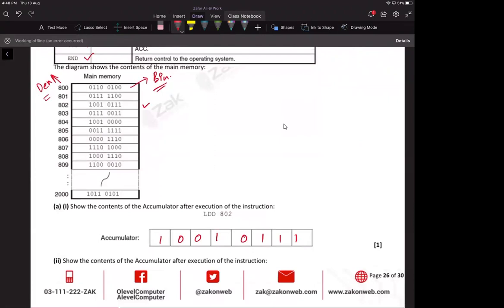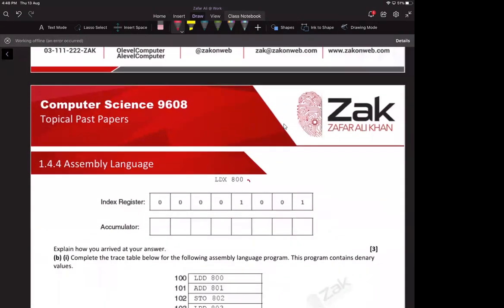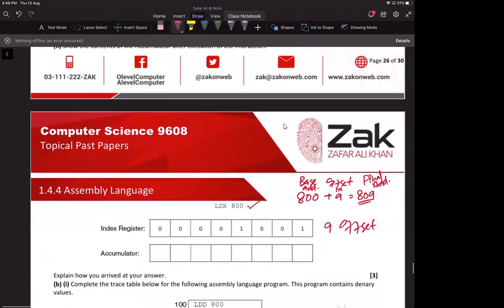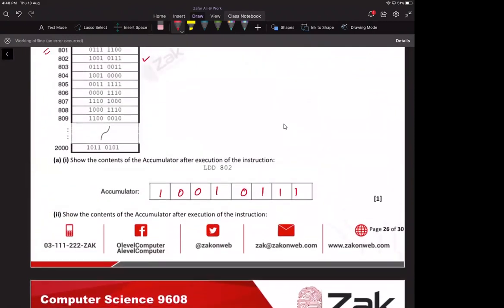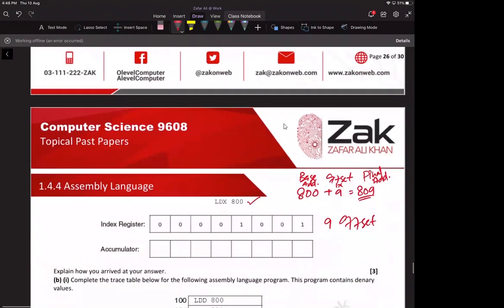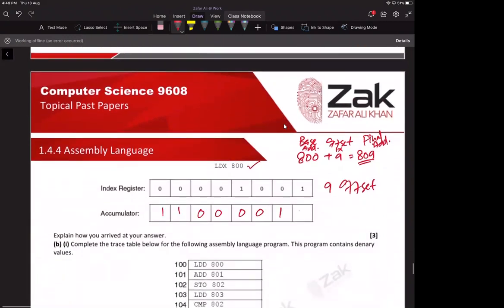Show the content of the accumulator after the execution of the instruction LDX800. So what is in index register? Index register has got 9. 9 is the offset. So 800 is the base address plus offset, which is in index register, that is 9. So that would become 809. This is the final address. So we have to bring in the data from 809 and put it in accumulator. So 809 says 1100010. That's your answer.